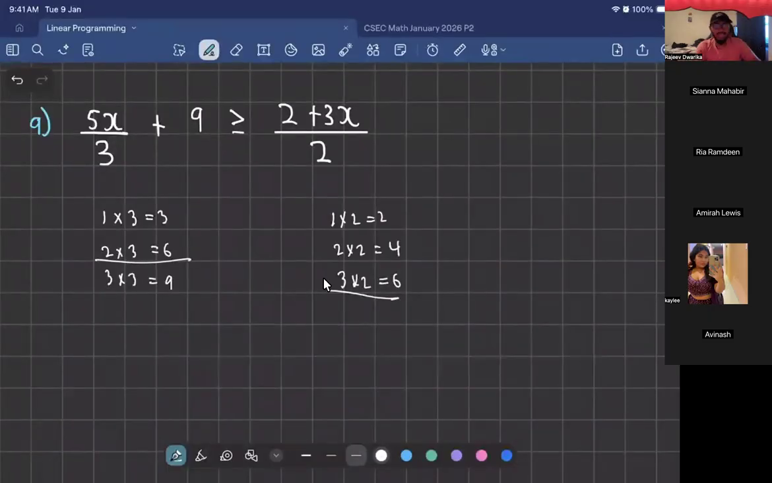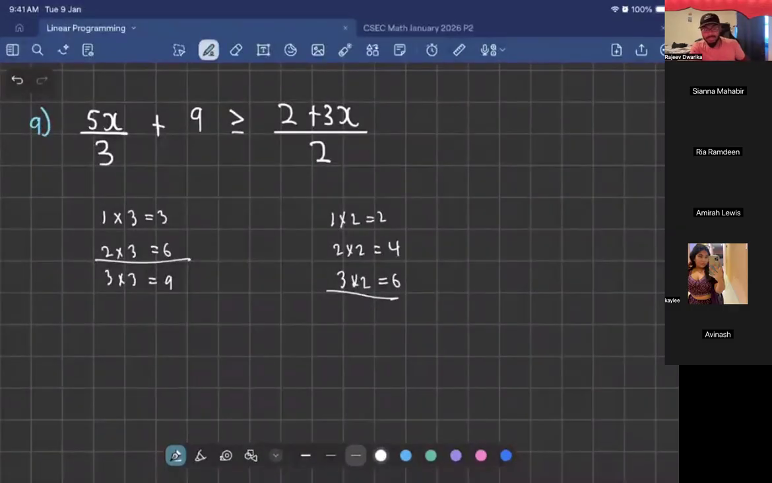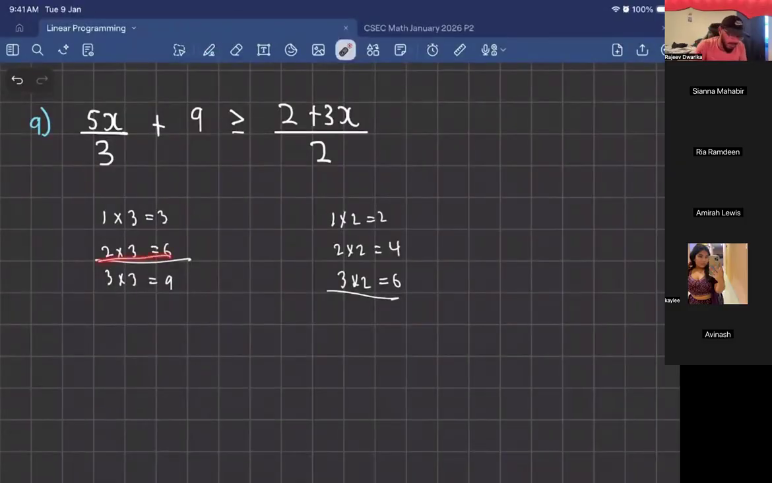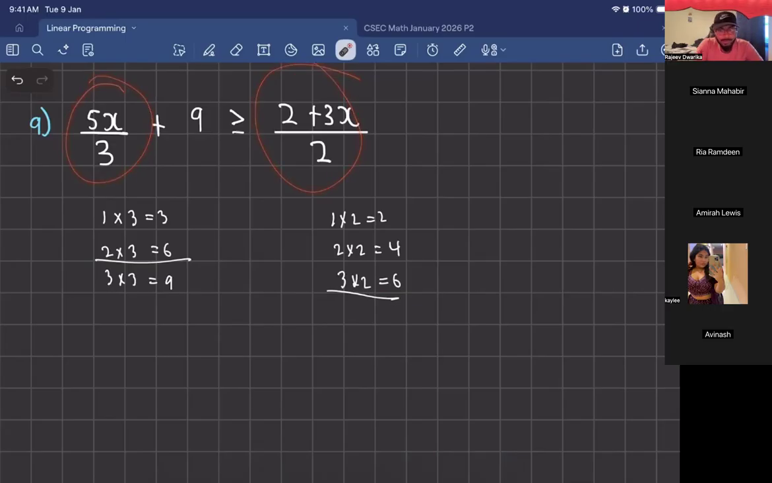Do you all understand what I mean by lowest common multiple? It's the lowest multiple both of them have in common, right? So both of them have 6 in common. For these types of questions, I would advise you all to multiply by the lowest common multiple. So what's the lowest common multiple between 3 and 2? 6, right?